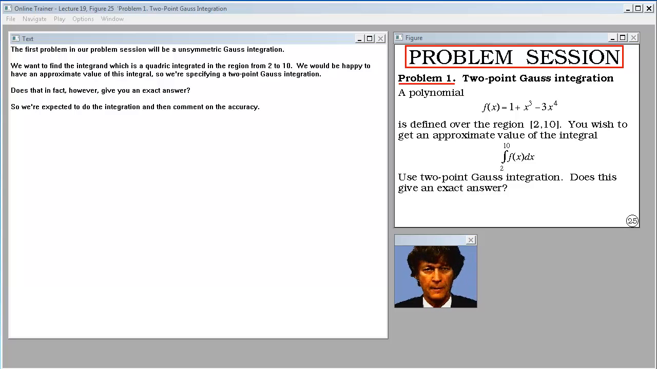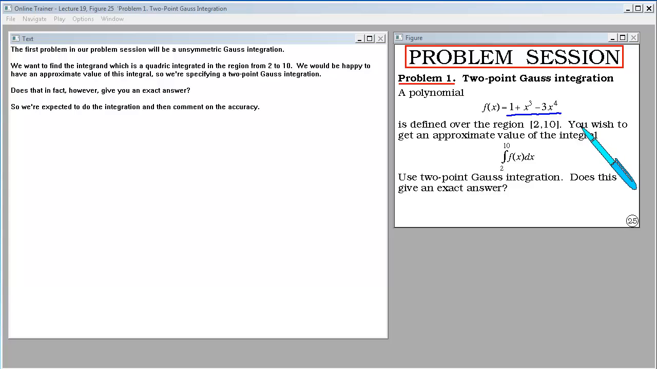The first problem in our problem session will be an unsymmetric Gauss integration. We want to find the integral of the integrand, which is a quartic, in the region from 2 to 10. We would be happy to have an approximate value of this integral, so we're specifying a 2-point Gauss integration. Does that in fact, however, give you an exact answer? So we're expected to do the integration and then comment on the accuracy.